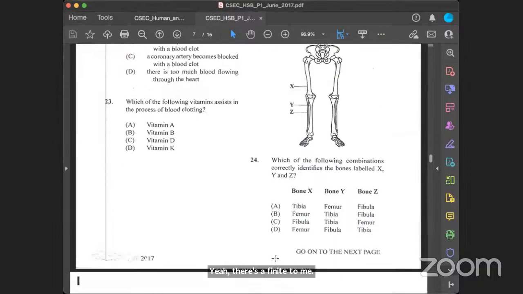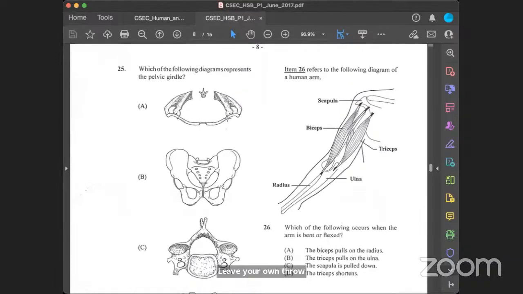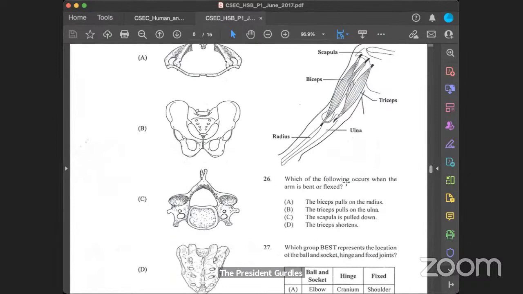Read your answer. We did this just now. What's that? E is the answer for that question. C. B. Pelvic girdle. B, your pelvic girdle. Good. 26.